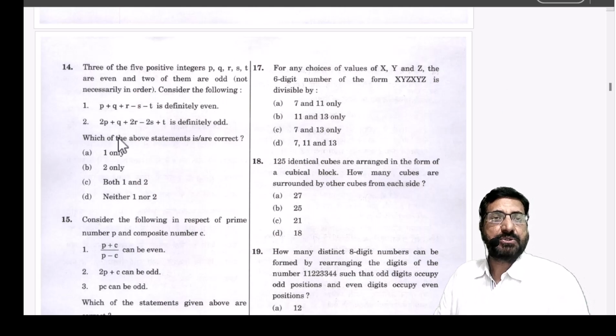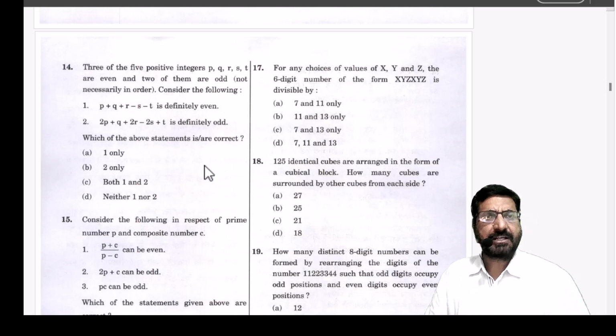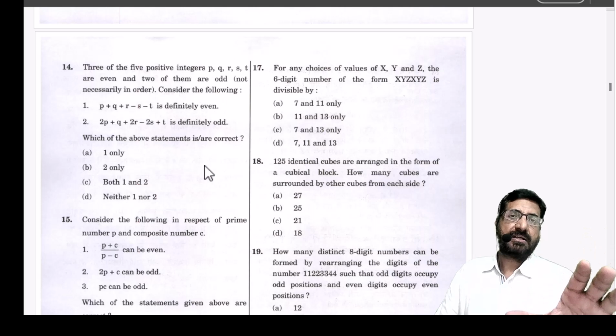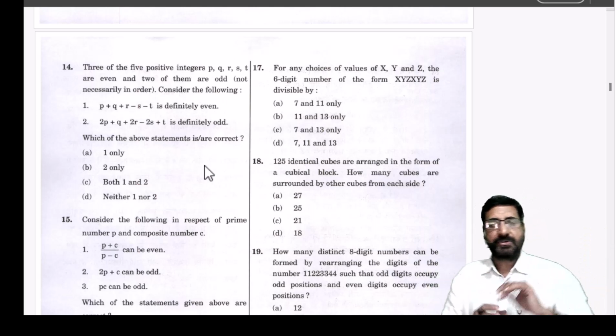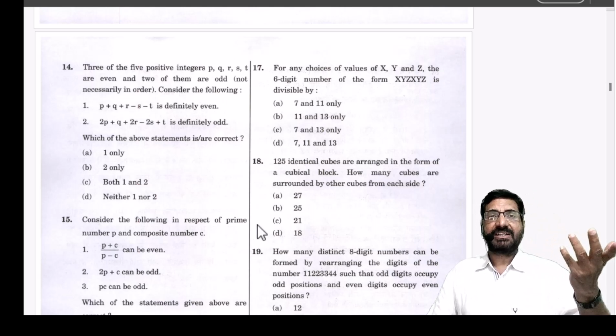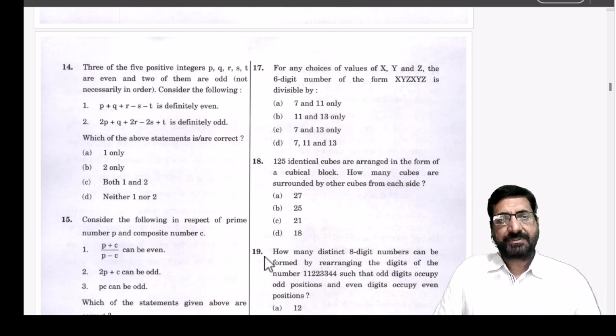Again, next is 2p plus q plus 2r minus 2s plus t. See, he is multiplying with 2. Whenever you multiply an even number with odd, and even 2 is even number. Okay, you multiply p, we don't know whether it's even or odd. But when you multiply p with 2, definitely 2p will be even. So this basic concept you are going to apply here. So don't say odd, even, who will ask this question? It's a very simple, very trivial concept.